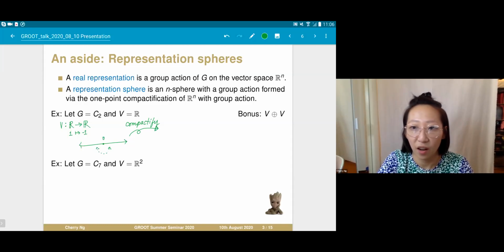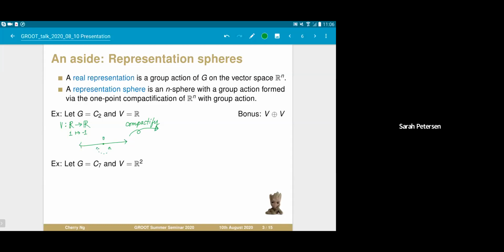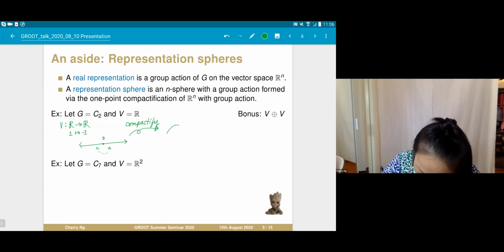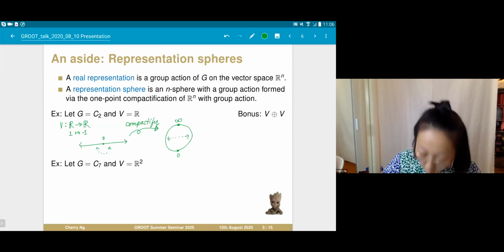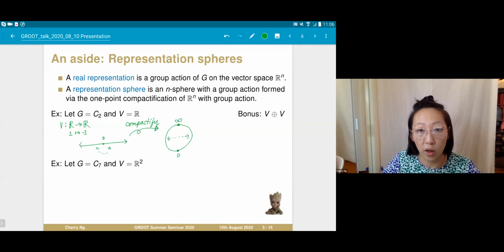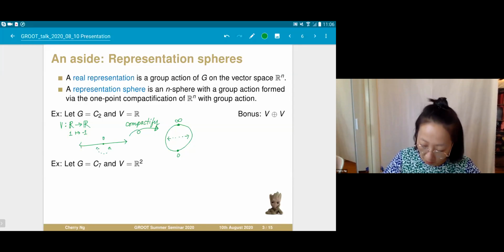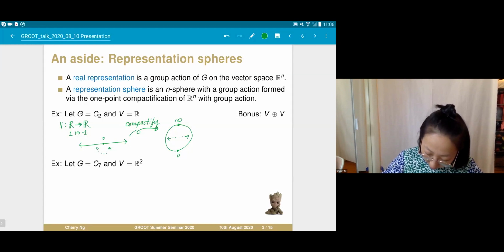That's helpful. All right. And so if we compactify, then we will get a copy of S^1 with the point at infinity at the top, 0 at the bottom, and now the left and right sides of the circle flip with each other. And so this is an S^1 with group action. This is a representation sphere for the sign representation. Cool.